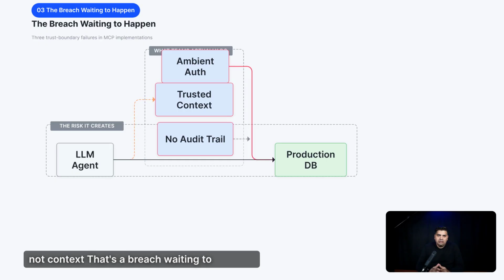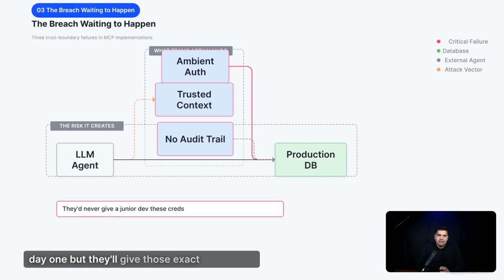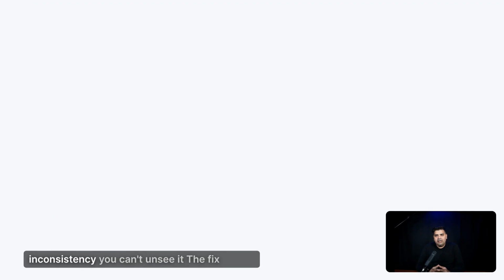These same engineers would never hand a junior developer full production credentials on day one, but they'll give those exact credentials to an LLM that can be socially engineered into thinking it's playing a role-playing game. Once you see that inconsistency, you can't unsee it.